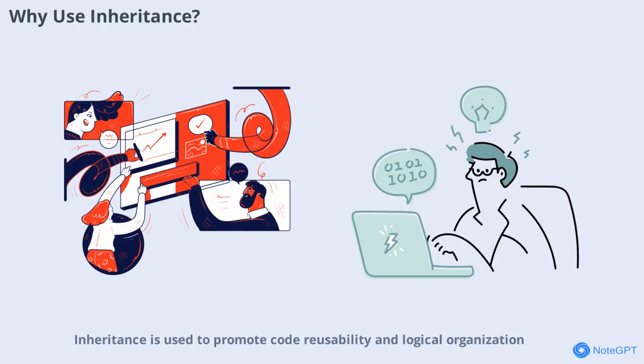Inheritance is used to promote code reusability and logical organization. By defining common functionality in a superclass, you can avoid repeating code in multiple subclasses. This not only saves time but also makes your code easier to maintain and update. If you need to change a shared behavior, you only have to update it in one place. Inheritance also helps represent real-world relationships in code, making your programs more intuitive and easier to understand.